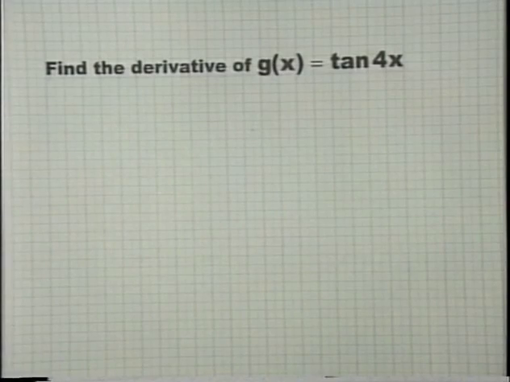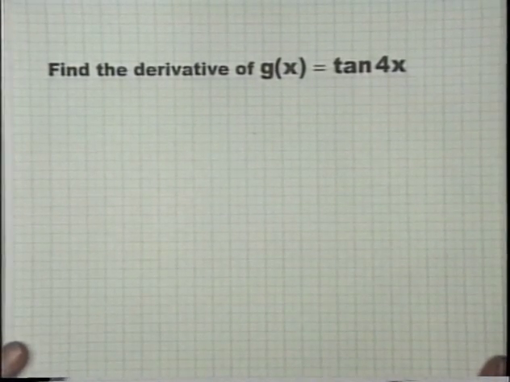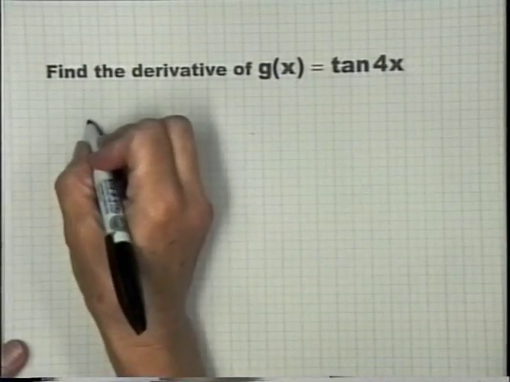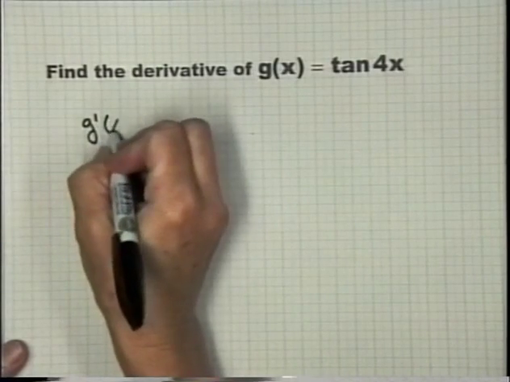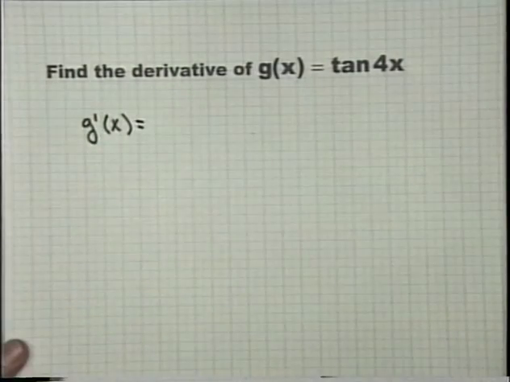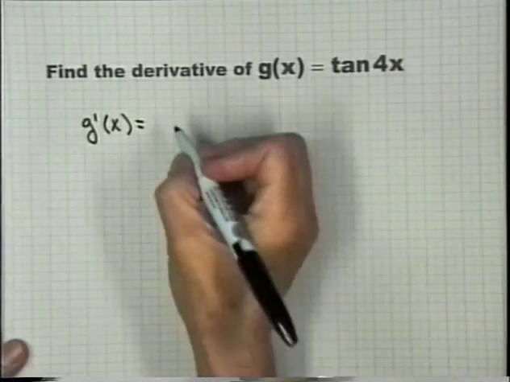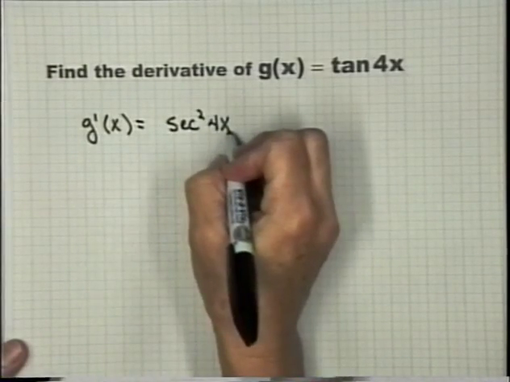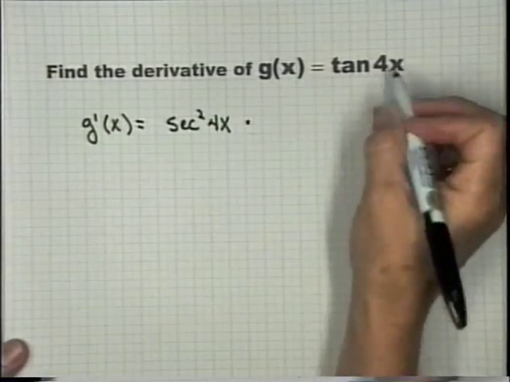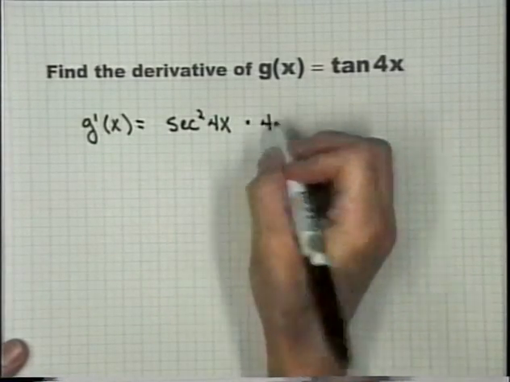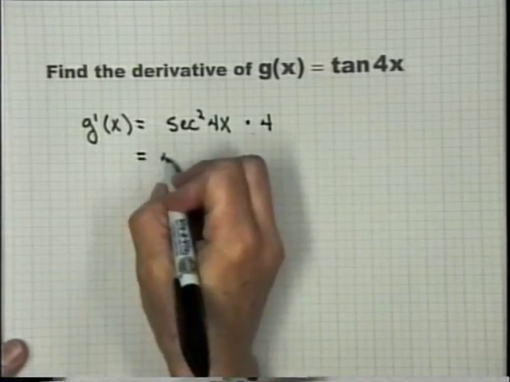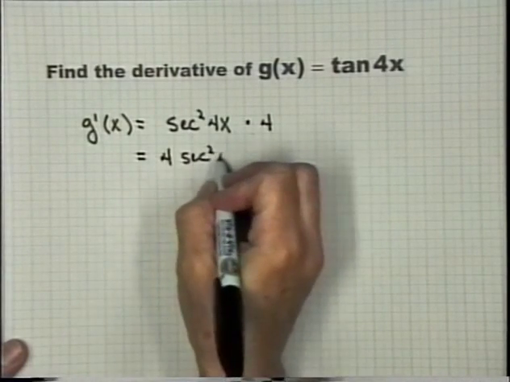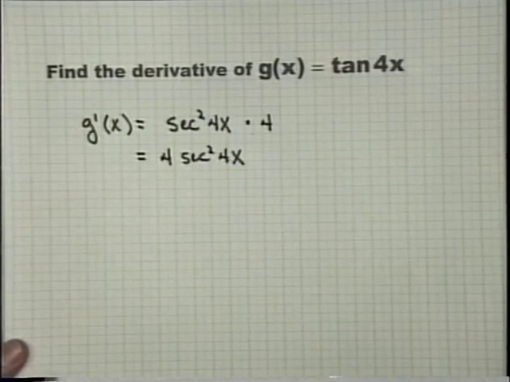Find the derivative of g of x equals the tangent of 4x. Well, this is a tangent function. What's the derivative of a tangent function? The derivative of a tangent is secant squared. So we're going to have secant squared 4x. And then the derivative of the argument is a 4. So 4 secant squared 4x.